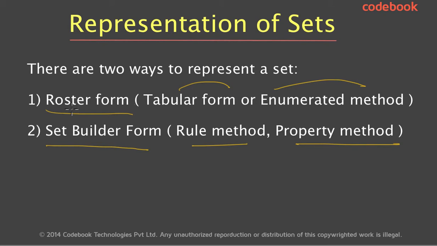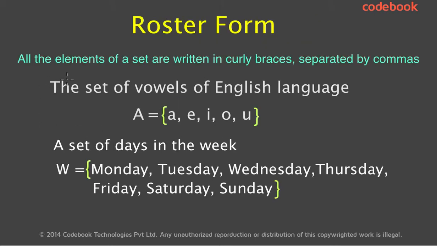We have already taken a look at the roster form a little while ago, but let's look at it one more time. So in a roster form, all the elements of the set are written in curly braces and are separated by commas. So as you have seen in the notation of sets lesson, a set is notated with capital letters, right? And we have shown you this example, set of vowels. So here capital A is equal to curly brace a, e, i, o, u and closing curly brace. So this is a roster form representation of the set of vowels and it is notated with the capital letter A.